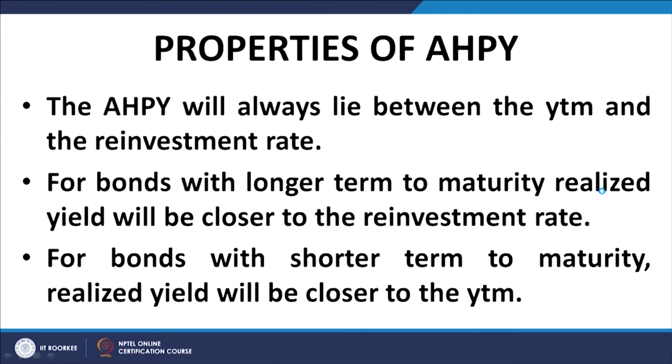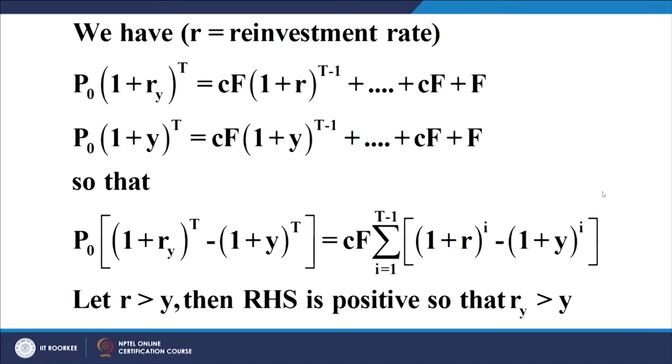Let me repeat, for bonds with longer term to maturity, a longer period of time remaining, more coupon payments remaining, the annualized holding period yield would be closer to the reinvestment rate. And for bonds which have a shorter period to maturity, which have lesser coupon payments remaining, the annualized holding period yield would be closer to the YTM. The proof is quite simple.